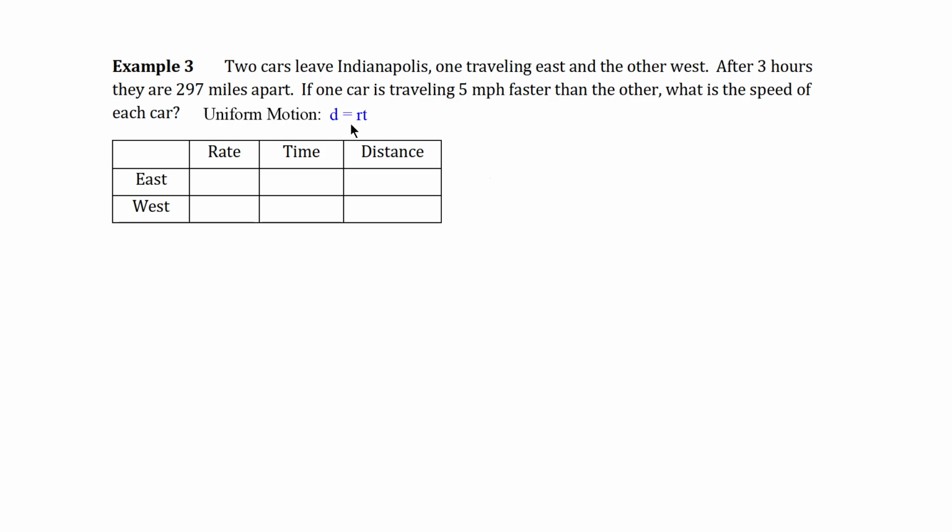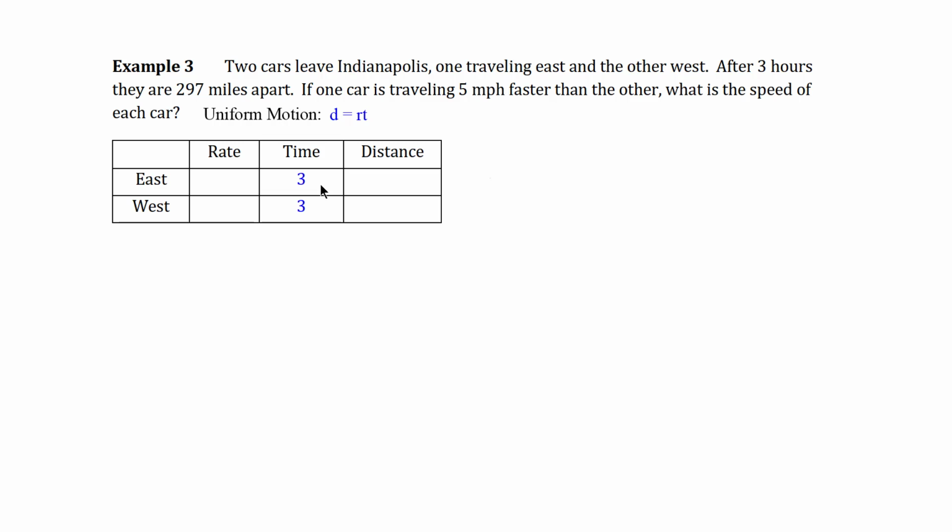So here I have a table with 2 rows and 3 columns. For the first row, this represents the car going east. The second row represents the car going west. The first column is the rate, the second column is the time, and the third column is the distance. So let's fill in some information in the table. The problem stated that after 3 hours, the cars are 297 miles apart. So we know the travel time for both cars going east and west is just 3 hours.